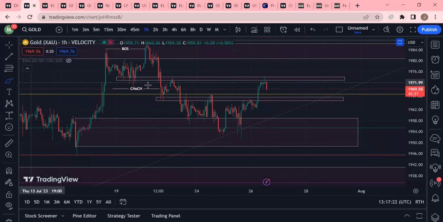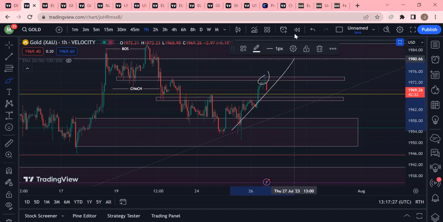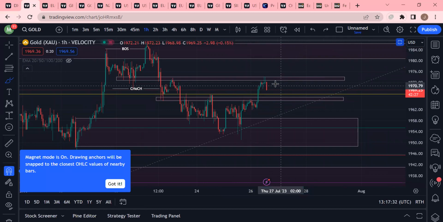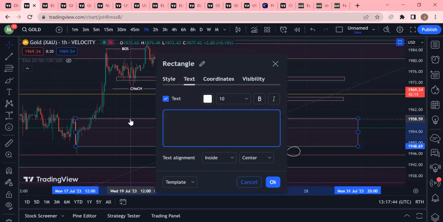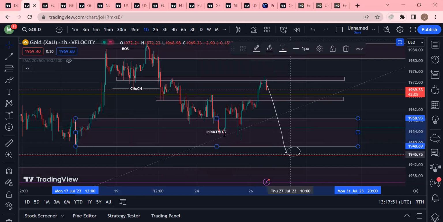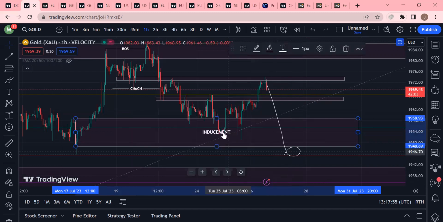If 0.382 fails on breaking this particular resistance to turn into a major impulse to the upside, that means 0.382 has failed and it's going to take us down to 0.5. So this is what you should look at when you're trading the market. This is going to turn into an inducement if 0.382 fails. This is what you should know when you're trading a particular market. So instead of it turning into a support, it's going to be an inducement. So is it an inducement or a valid demand?